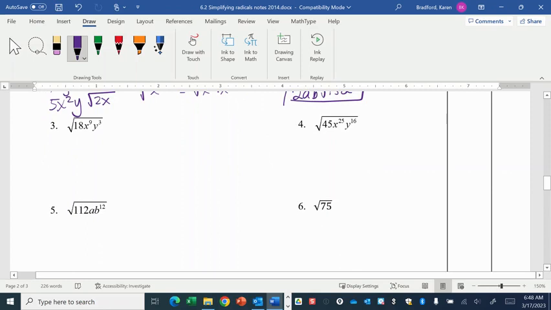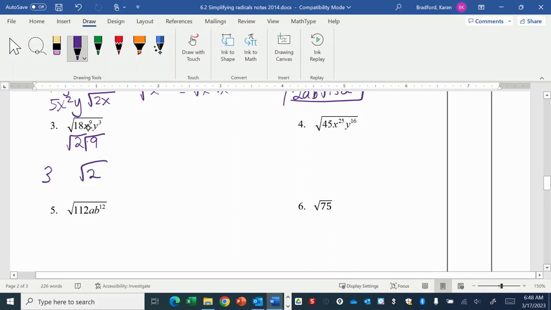18 can be broken up many ways as well. 18 could be 2 times 9, and 9 is a perfect square. So we've got 2 times 9. We can't take the square root of 2, but we can take the square root of 9. And the square root of 9 is 3. The 2 is going to stay inside.